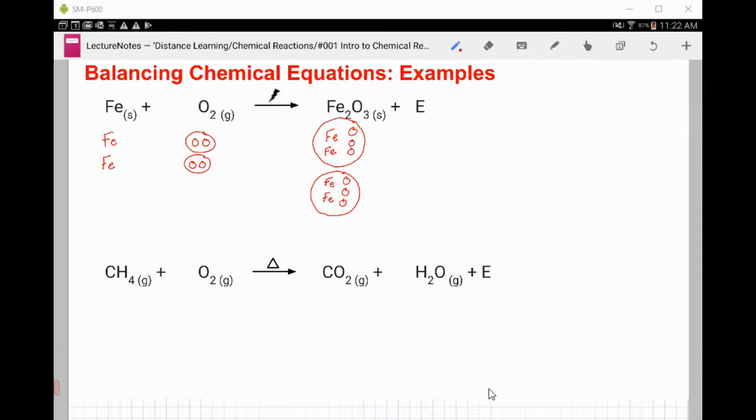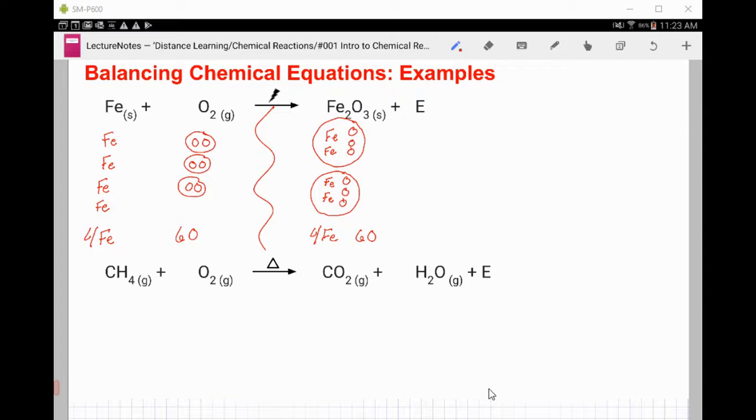Now by doing that, it brings me up to a total of 4 irons on the right. So I'm going to need to have 4 irons on the left. And I have a total now of 6 oxygens on the right side here, which means I can have another pair of oxygen molecules to get my 6 oxygens on the left side. So now if we add everything up, I have 4 irons and a total of 6 oxygens here, and a total of 4 irons and a total of 6 oxygens there. So this reaction is now balanced.